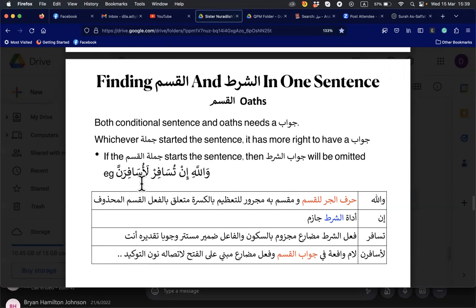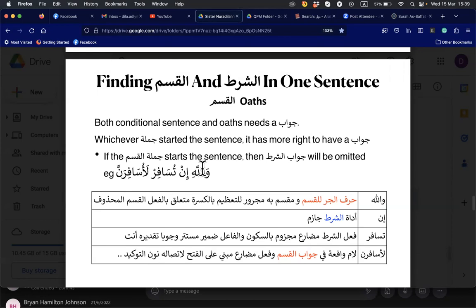Yes, I will also surely travel, because the la is taukid, emphasis, exactly. Okay. La mukhaffaf? No, the lam is waqi'ah. Oh, okay. Okay, so we got the word here.